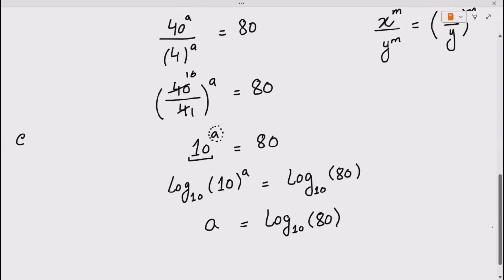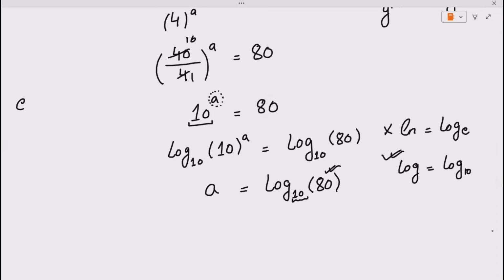So here we have to check how many tens we have in our term 80. For this you can use your calculator easily. One thing to notice is that on the calculator you have ln, which is log to the base e, and the simple log is log to the base 10. So do not use ln, use log on the calculator, and you get a equals approximately 1.903. So this is the number of tens we have in the term 80. This is our final answer.